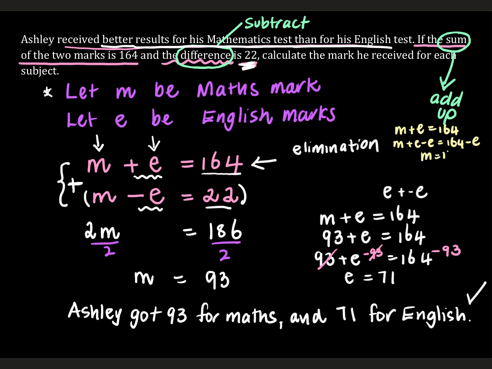So m equals 164, take away e, and then I can substitute that into another equation. That's a different method, but it would have come up with the same results.